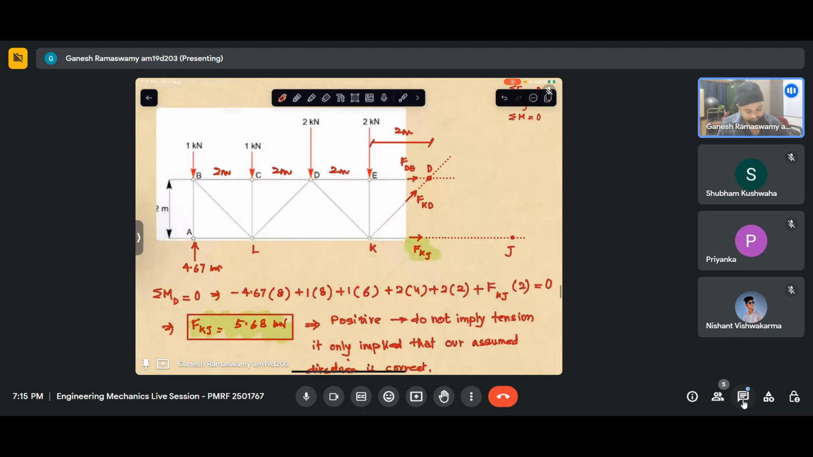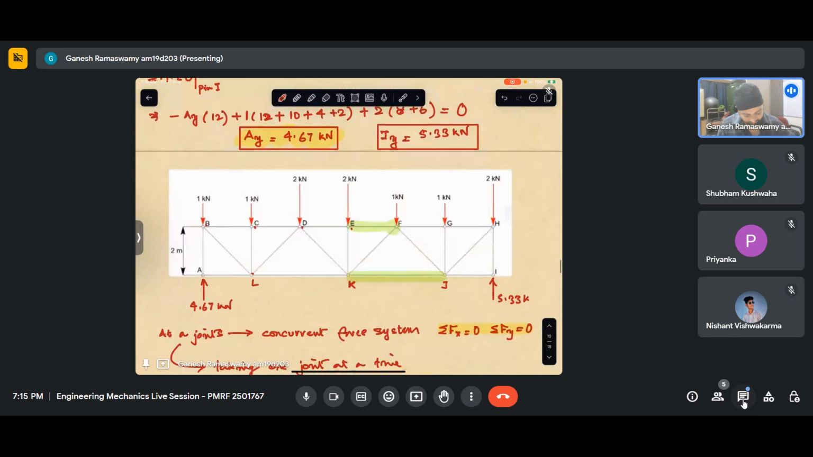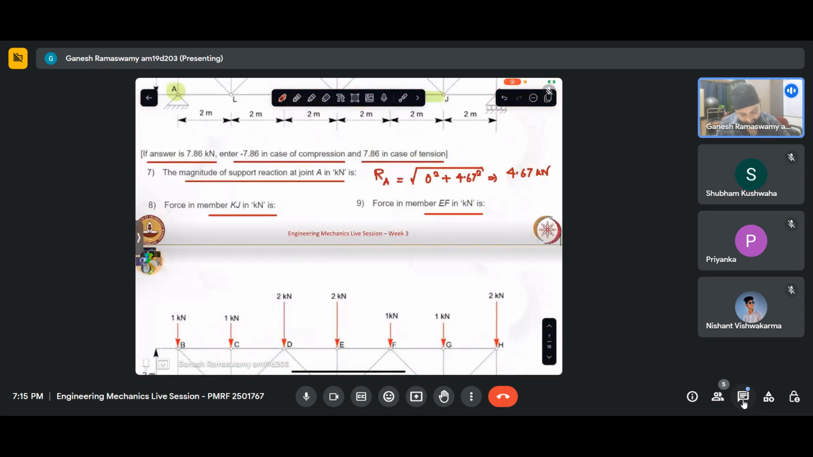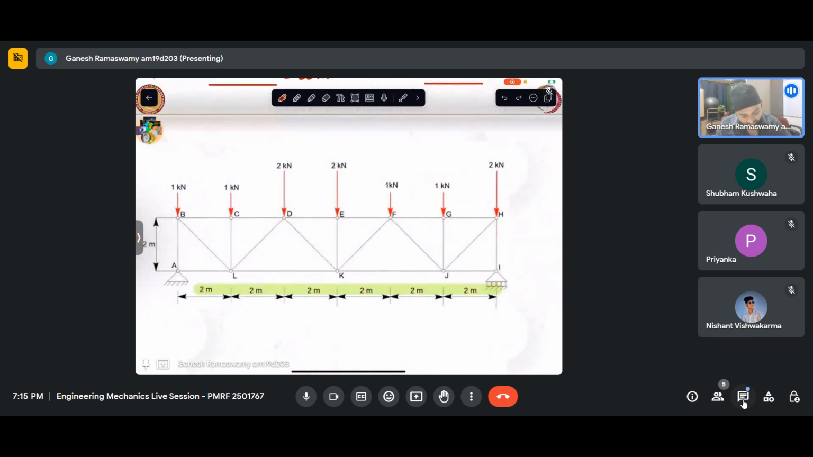Okay, now that we have calculated FKJ, which is 5.68, let me write it down here. So this is 5.68 kilonewton. Our answer says just report the value if it is in tension. So that is what I'll do. Next is force in member EF we need to calculate. So let us see it here itself.